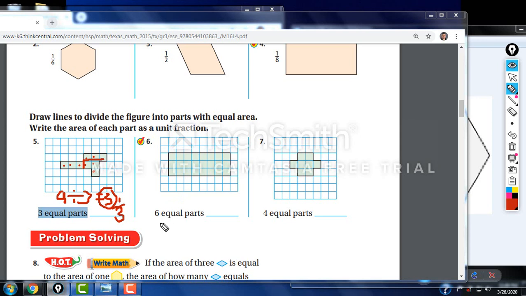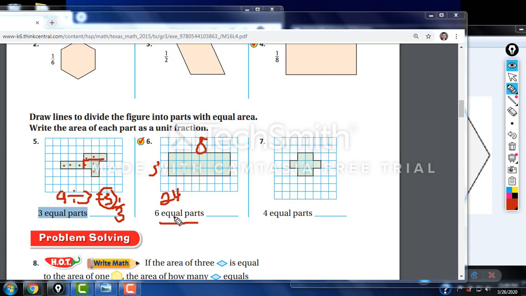I have 6 equal parts. What did I do here? I have to get the area first. This one I could do length times width. 1, 2, 3 is my length. What is my width? 1, 2, 3, 4, 5, 6, 7, 8. And my area is what? 24. So I need to figure out how many unit squares are going to be in the 6 equal parts.